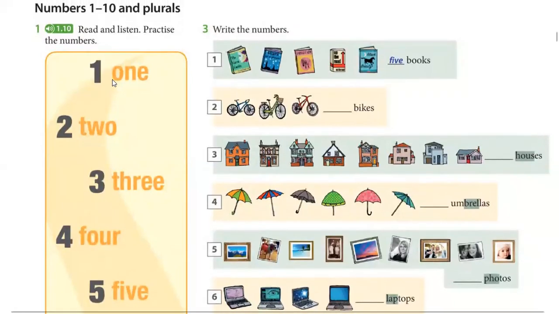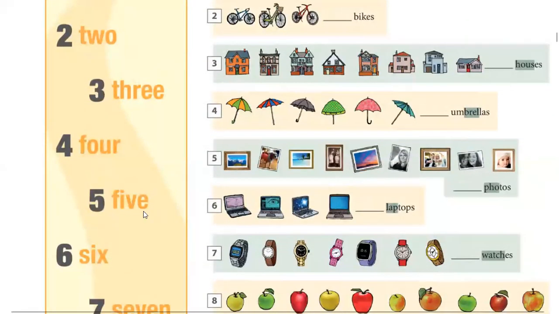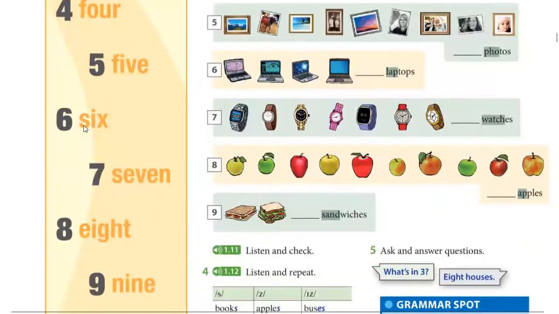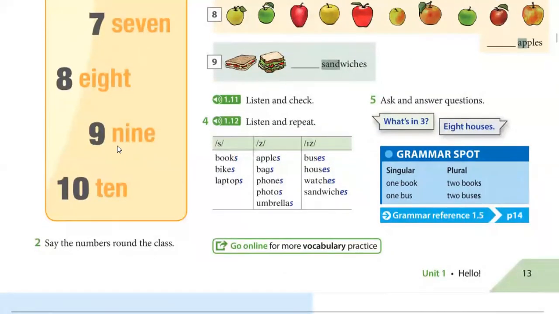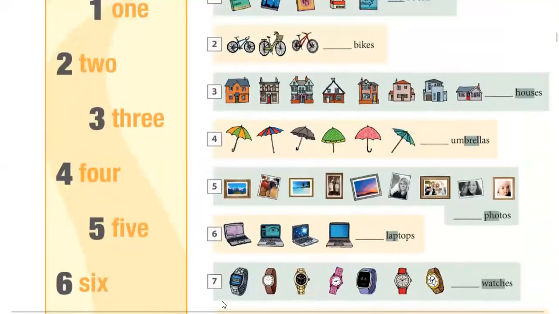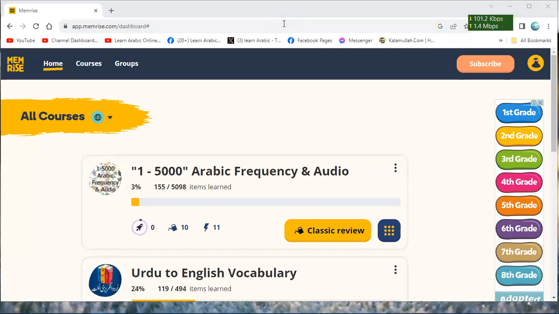Read this. 1, 2, 3, 4, 5, 6, 7, 8, 9, 10. Next student, Nasreen Bano. Can you hear me? Yes, sir. Okay, repeat what you hear.